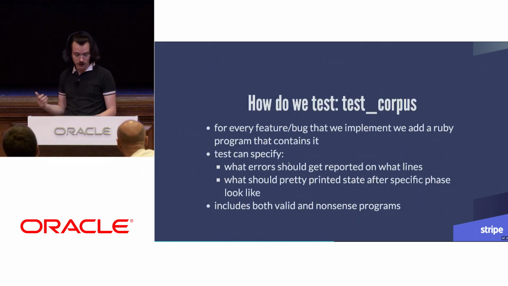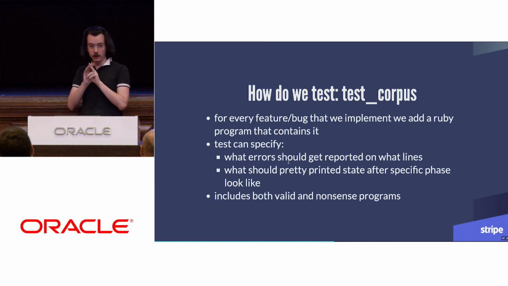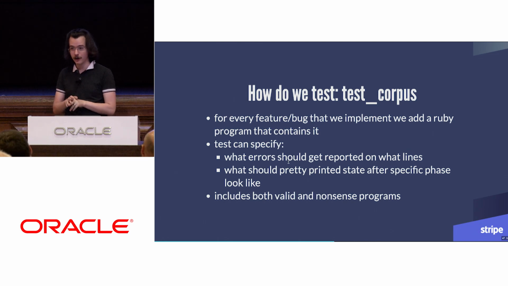The second one is test corpus. We aspire, it doesn't always work like this, but we aspire to motivate every change with a test. Like when you send a PR to Sorbet, I won't read the description of your PR. I'll open and read your tests because it will help me understand what you are trying to do.